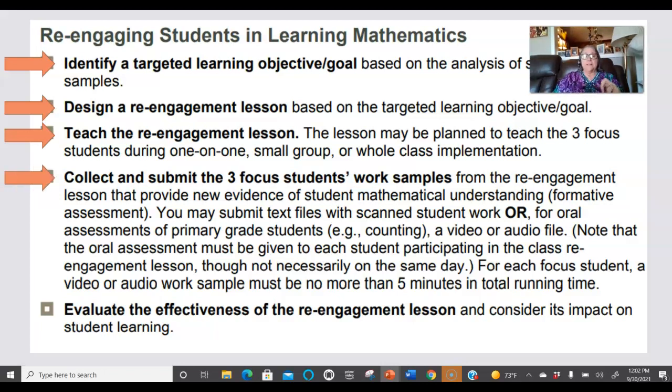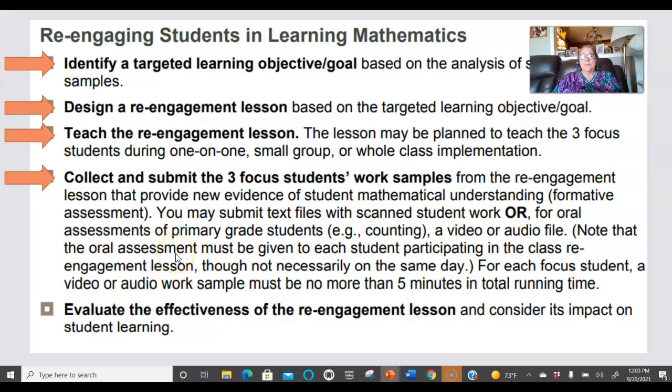You're going to now collect, there should be a new formative assessment that you've created. It should be different from the original, and because it's on a targeted objective, right? So you're going to collect those work samples, and they can be text files. I usually call them document files, either scanned student work, or if you had primary grades and you wanted to do a video or audio file, you could do that.